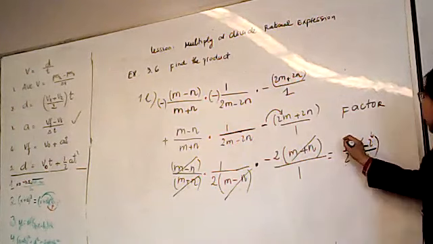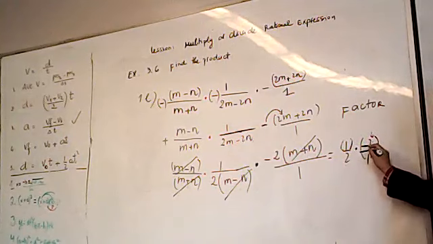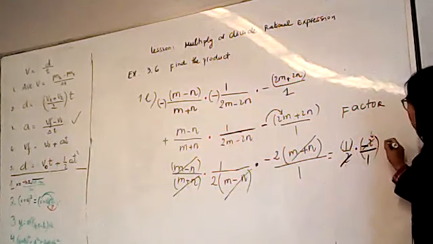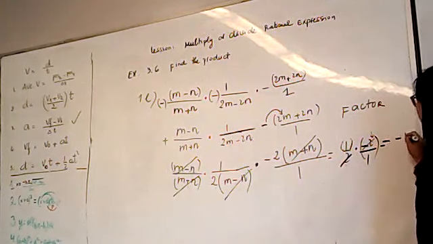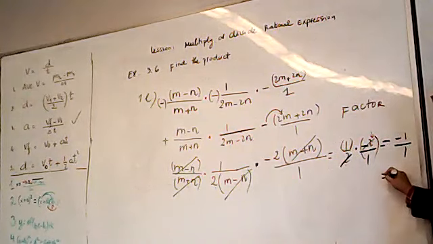That's right, as long as this is in one bracket, this is in one bracket. But you have to take care of the sign. So -2 divided by 2 will become -1. So -1 on top and 1 at the bottom, which is just -1.